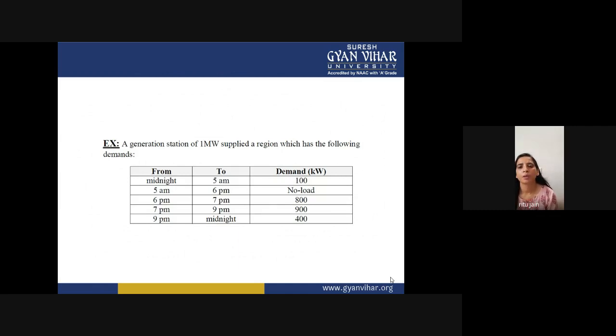In the example, a generation station of 1 megawatt supplies a region which has the following demands. From midnight to 5 a.m., 100 kilowatt. 5 a.m. to 6 p.m., it is no load requirement. 6 p.m. to 7 p.m., it is 800 kilowatt load requirement. 7 p.m. to 9 p.m., it requires 900 kilowatt. 9 p.m. to midnight, it requires 400 kilowatt.